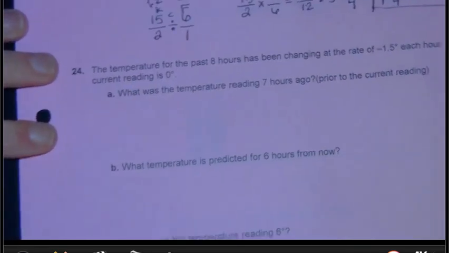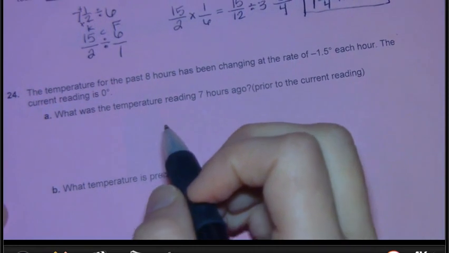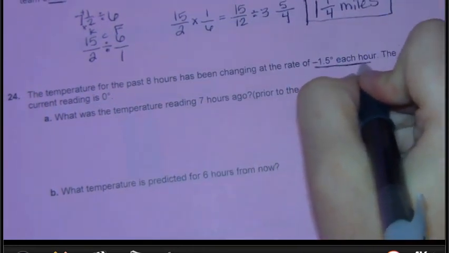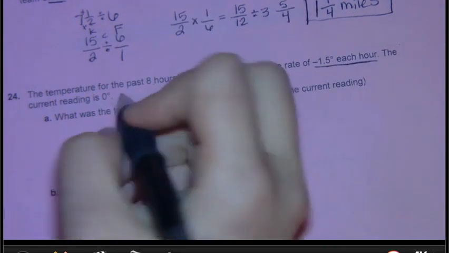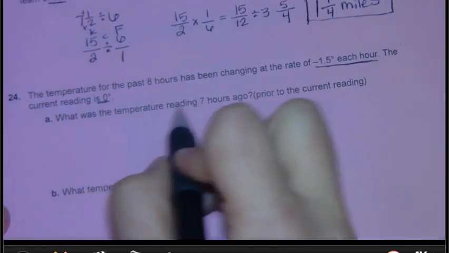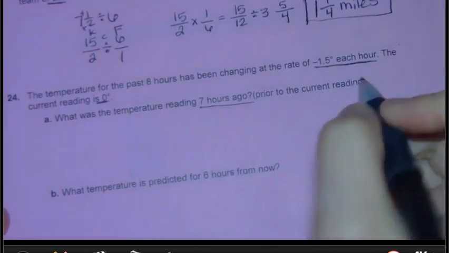Okay, number 24. The current temperature for the past 8 hours has been changing at a rate of negative 1.5 centimeters each hour. The current reading is 0 degrees. So right now we're at 0. What was the temperature reading 7 hours ago? So prior to the current reading.